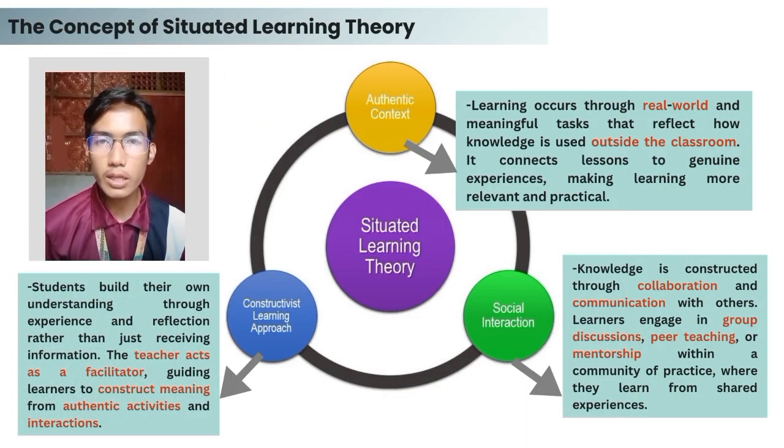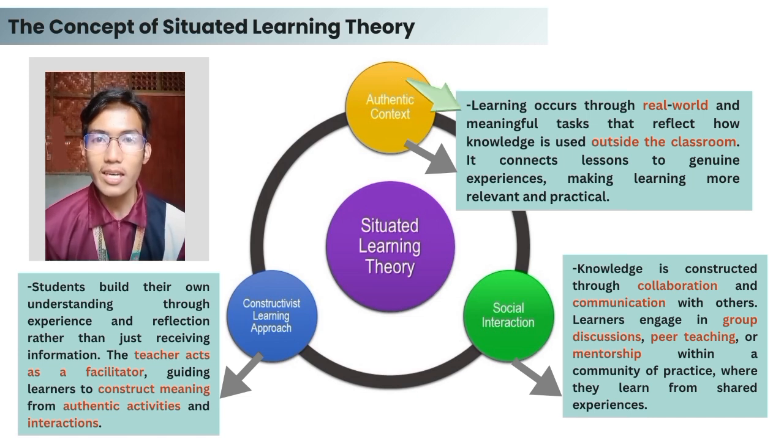Okay, so there are three concepts of situated learning theory. So the first one is the authentic context. Learning occurs through real-world and meaningful tasks that reflect how knowledge is used outside the classroom. It connects lessons to genuine experiences, making learning more relevant and practical.